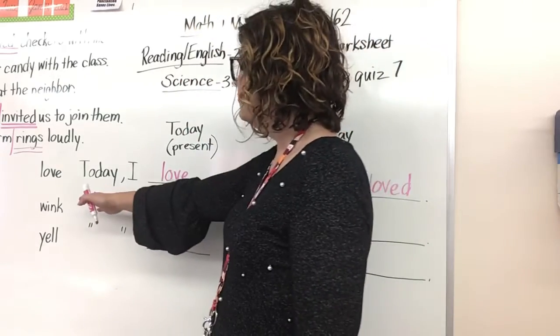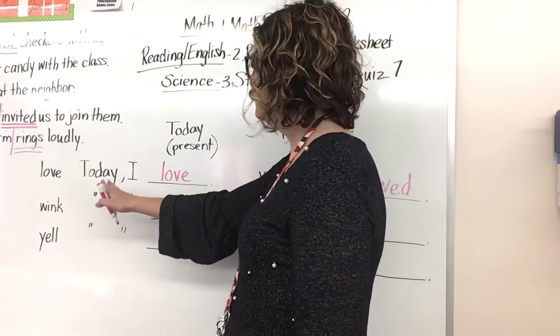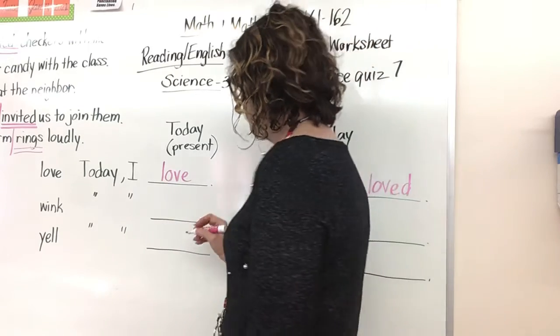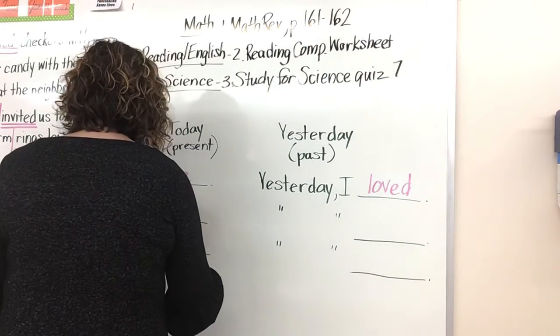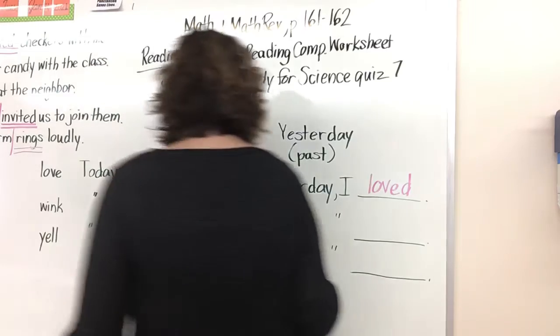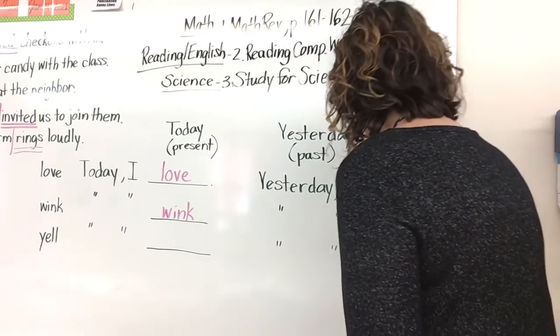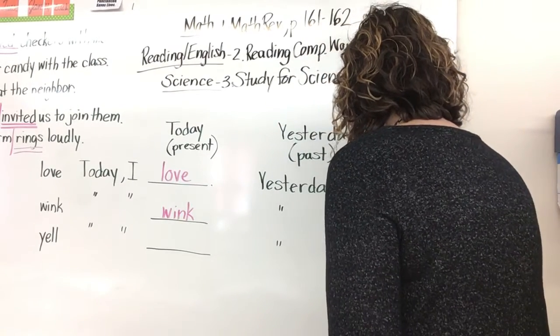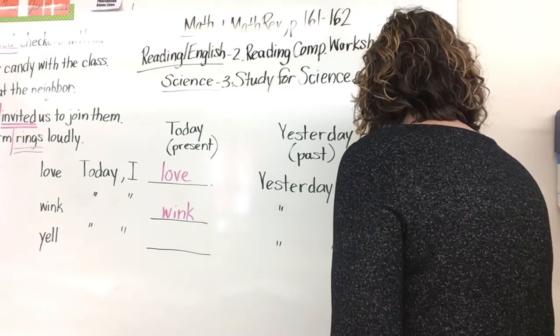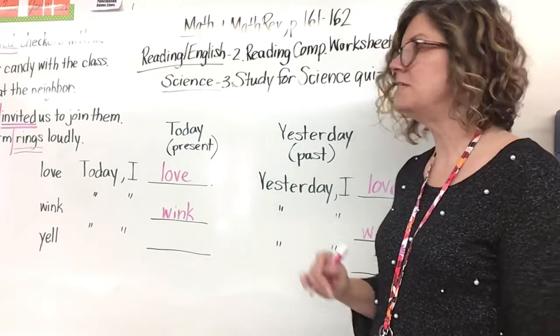Right? So the next verb, everybody see it? Wink. So today I wink. Yesterday I winked. Very good. So write wink again, but add ed. Easy. That's super easy, isn't it?